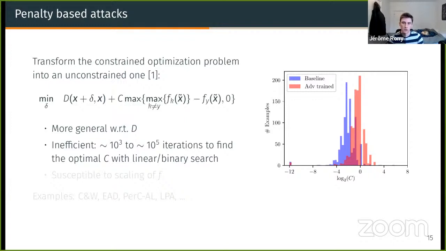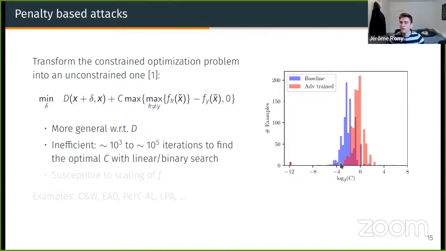So if your C is too low, you're not going to respect your misclassification constraint. And if your C is too high, you're going to obtain a perturbation that's very large because it respects your misclassification constraints too much. And here, that's a plot that we presented in our first work 3 years ago. It's the plot of the optimal value of C for all the examples in MNIST on a very simple classifier. And you can see that there is no ad hoc way to choose C in general.